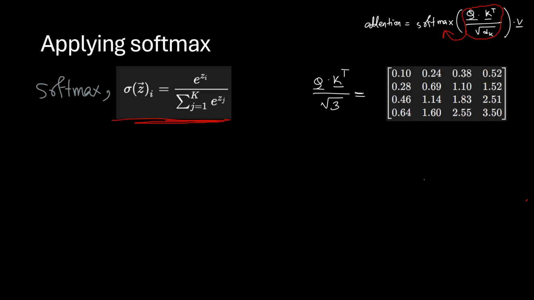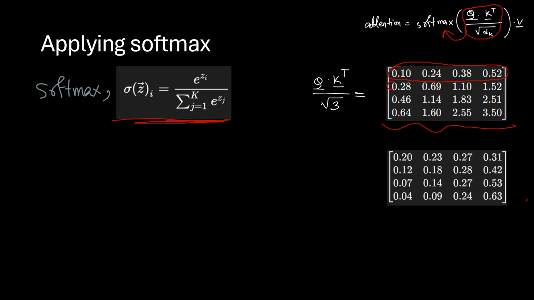So here is our scaled multiplication result, and we will apply the softmax function row by row. So we'll apply the same procedure just as we've seen on this row, and then on this row, and so on. So when we apply the softmax function on this row, we will get this one, the second row, this one, the third row will be transformed into this one, and so on.